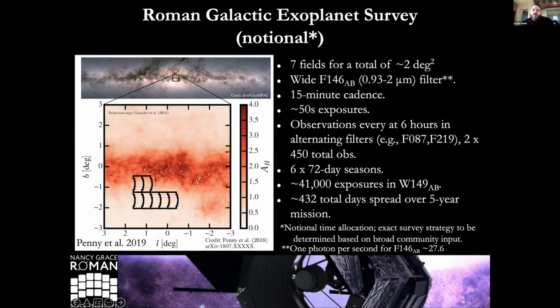So this notionally would be 7 fields of roughly total 2 square degrees. Again, the wide filter, 15-minute cadence, 50-second exposures, and then we would have observations every 6 hours or so in other filters, likely a bluer filter and a redder filter alternating. We would have 6 72 or 62-day seasons, TBD, and that ends up being a total of about 40,000 exposures in the wide filter, and 432 days spread over a 5-year mission.